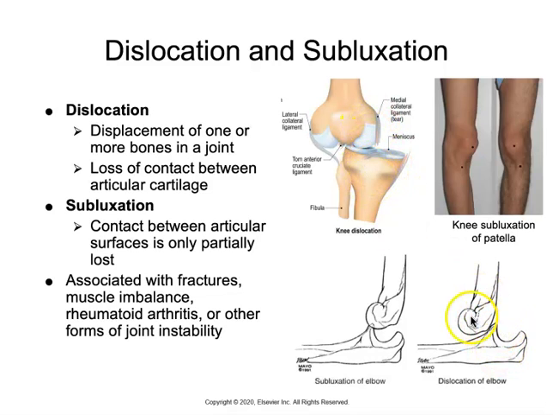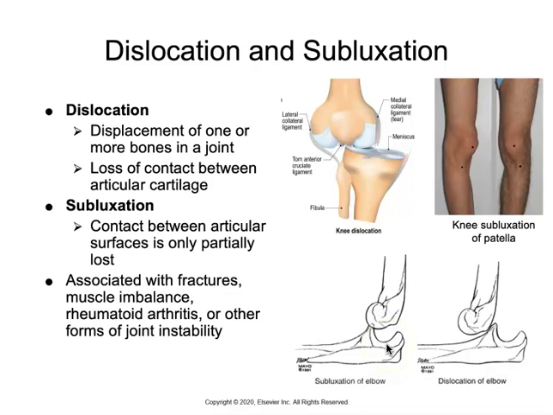And down over here, we can see that the humerus has been completely dislocated out of that trochlear notch of the ulna. Whereas with the subluxation, I want you to think of the word partial. This is a partial loss of contact between the articular surfaces of these bones. So we can see a subluxation of the patella over here, whereas down in the elbow, we see only that partial separation between the humerus and the ulna.